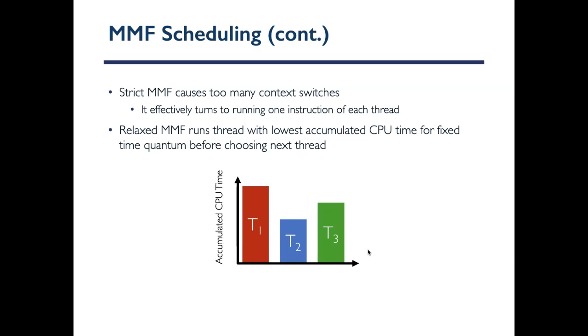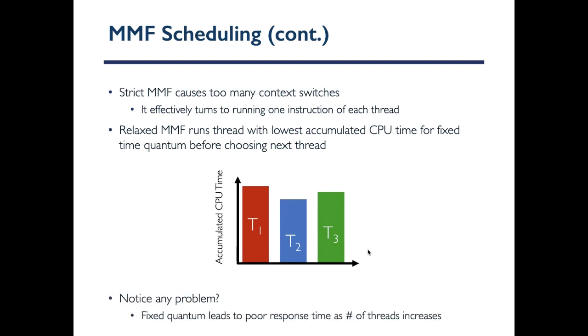Now you can fix this by saying, okay, instead of doing instruction by instruction, I do it time quantum by time quantum. That's a little bit better. That's very close to what stride scheduling does. So let's say you have T2 here with the lowest CPU time accumulated so far. I pick it, I give it some time on the CPU according to the time quantum I have, and then I again make a decision. Again, T2 is the lowest, I pick that and I give it some time. And then T3 becomes the lowest, I do that with T3 and so on and so forth.